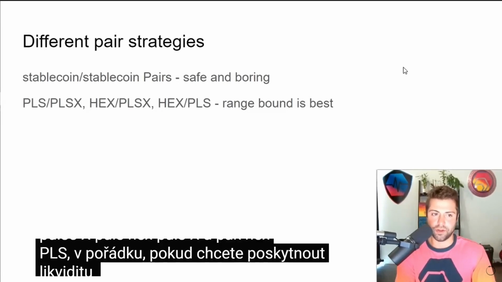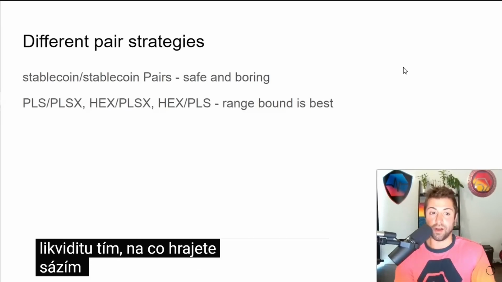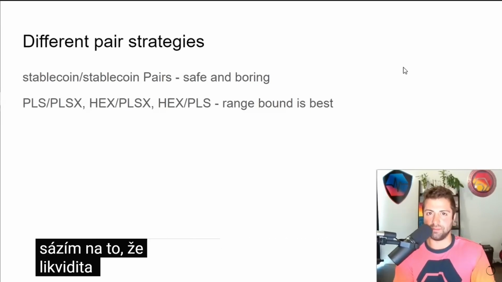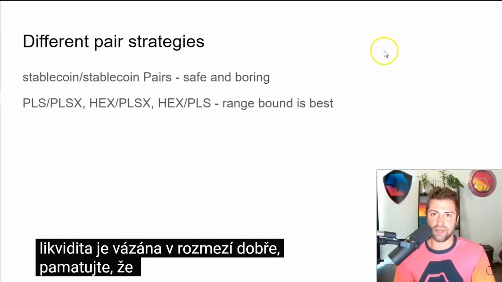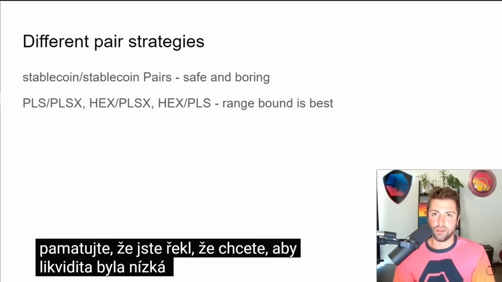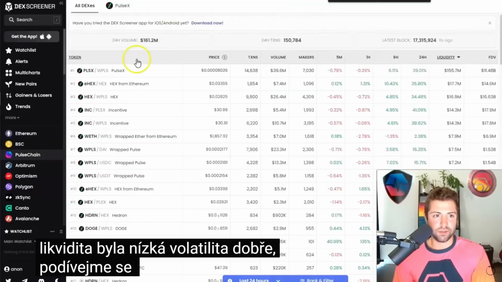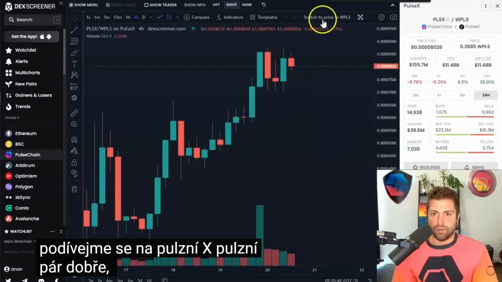If you're going to provide liquidity on these, what you're gambling on, what I'm gambling on, is that the liquidity is bound within a range, okay? Remember that I said you wanted liquidity to be low volatility? Well, let's take a look at the PulseX Pulse pair, all right? And we got to switch the price.